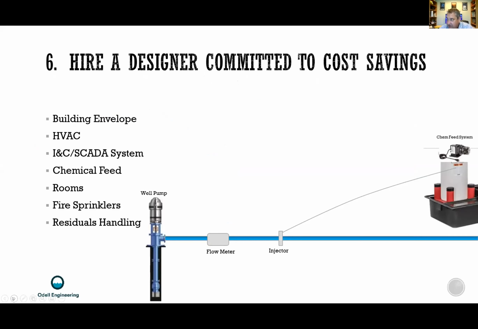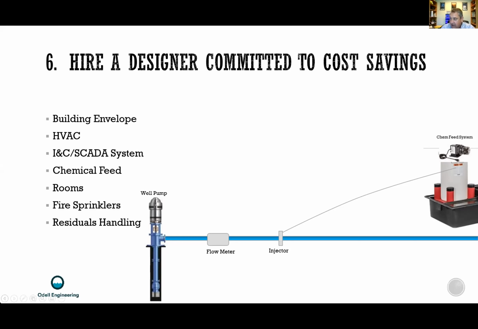Hiring a designer that's committed to cost savings, I think there's lots of opportunities to either save money or add to the cost of a project in the building envelope, in HVAC systems, in instrumentation and controls, chemical feed systems, the room construction or number of rooms, fire handling, and residual handling. And just a quick example, I think all those are fine, and there are good reasons to add them in many places. But it's also important to communicate the total cost of changes that you're thinking about.